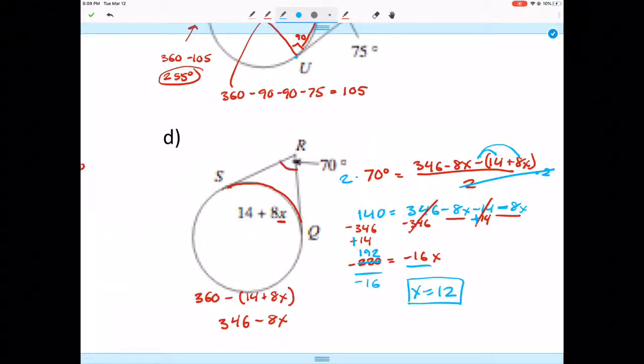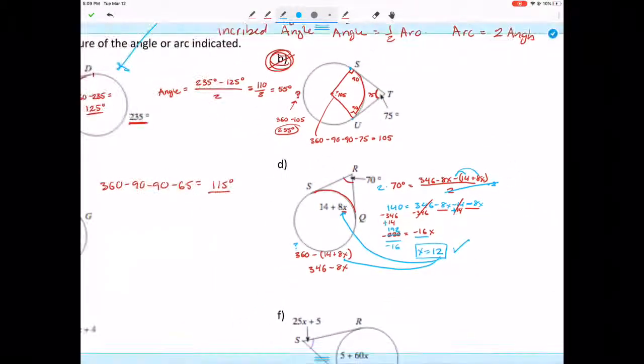Since we just need to find out what x is for this problem, we've got it set. Sometimes they may ask what the major arc is, and then what we need to do is plug that into our equation. Or if we needed to find the minor arc, we could just plug that in there, okay? All right, sorry about that.